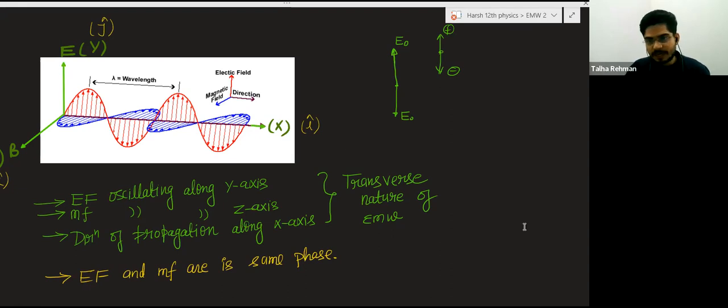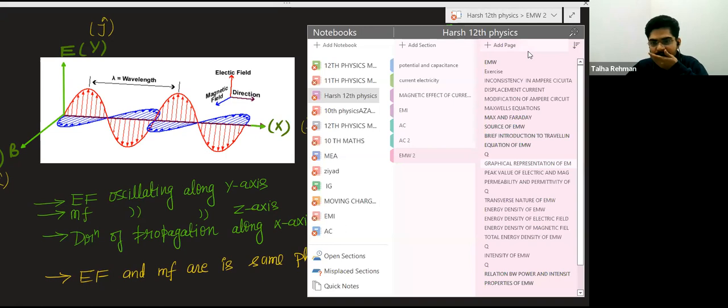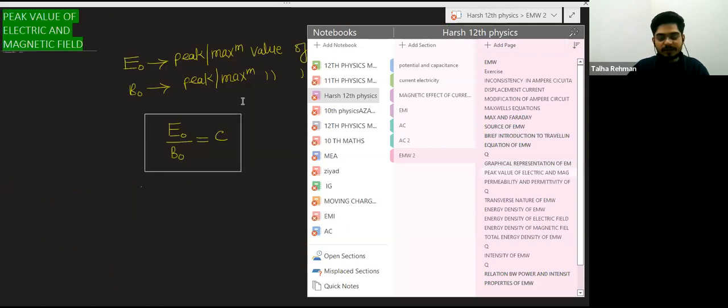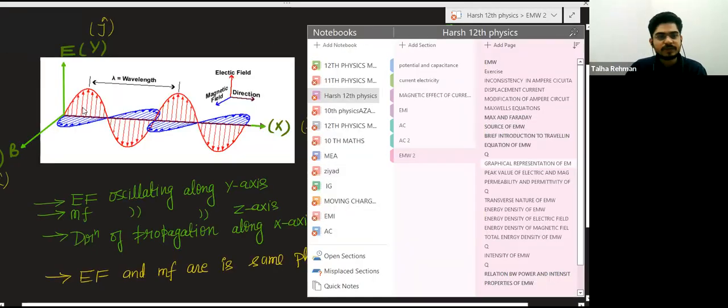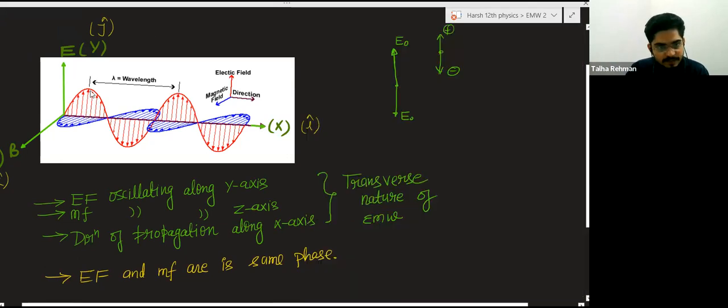And after that we will have peak value of the electric field and the magnetic field. Peak value of the electric field and the magnetic field means you can see here the graph. Here this is the longest arrow, na?